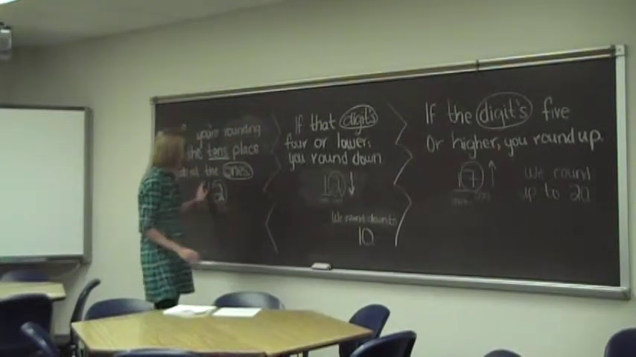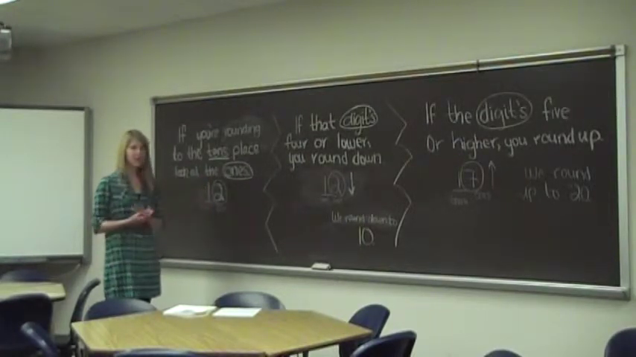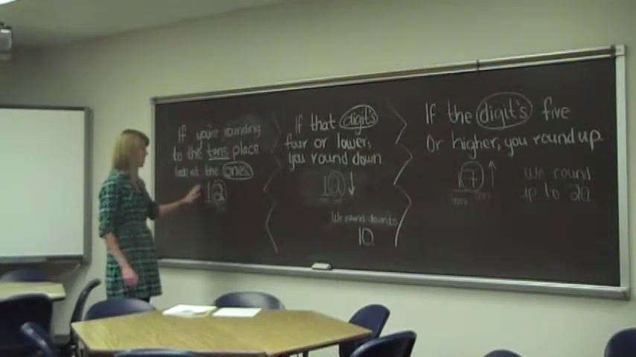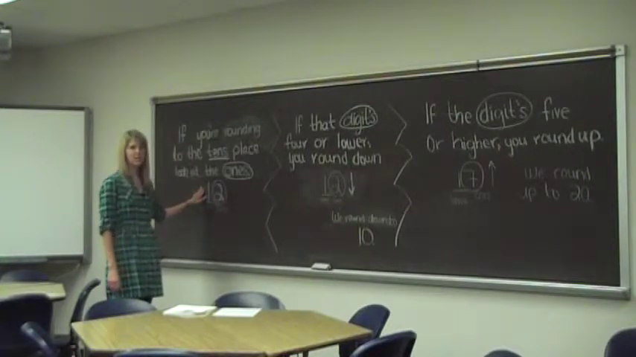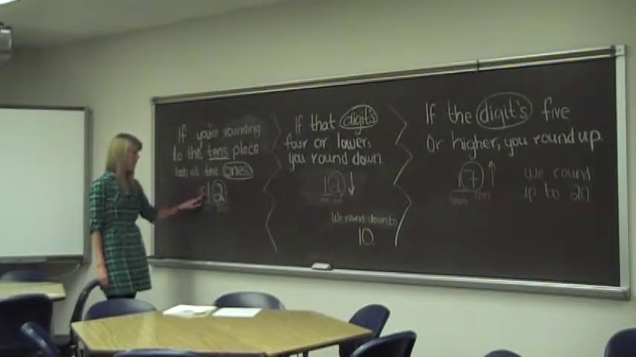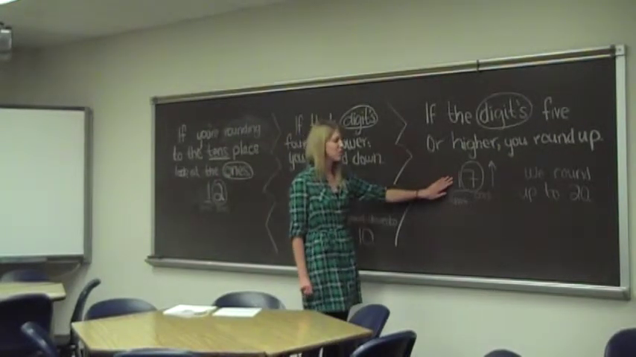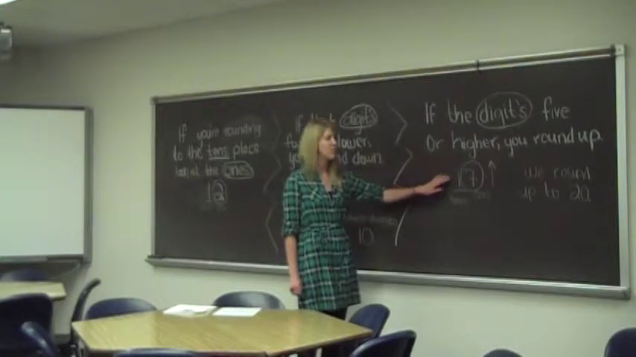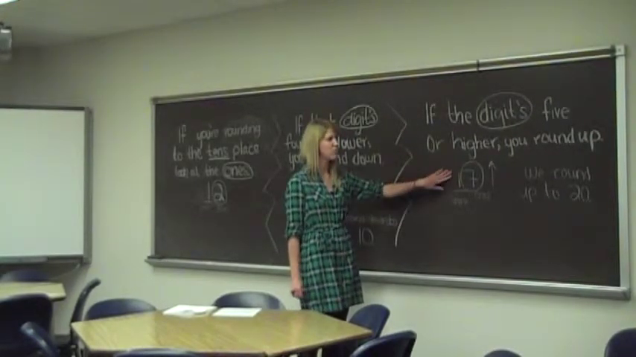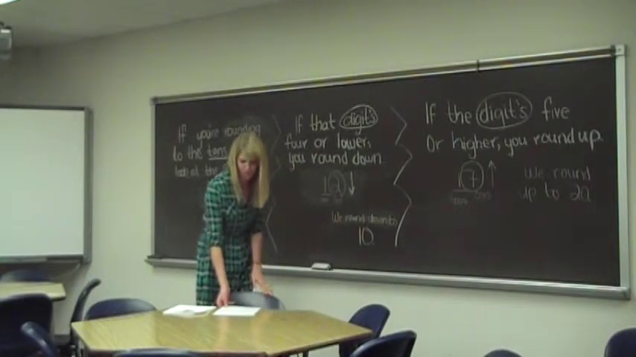What we're really saying though is, is 12 large enough to be closer to 20, or is it too small and it's going to be closer to 10? So since the 2 is not enough to add 1 more over here, we're going to stay at 10. But because 17 is closer to 20 than it is to 10, we go up to the next tens place, which is 20. So then we are going to practice with a word problem.